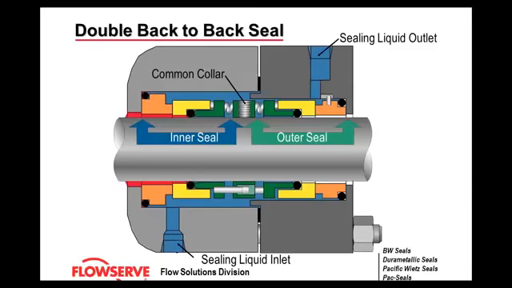Now, with any double seal or dual seal, you have to have a barrier fluid. Now, this orientation that you see here, everything in blue is the barrier fluid. You can see where there's a sealing liquid inlet and a sealing liquid outlet. All dual mechanical seals require some sort of fluid in that barrier chamber area.